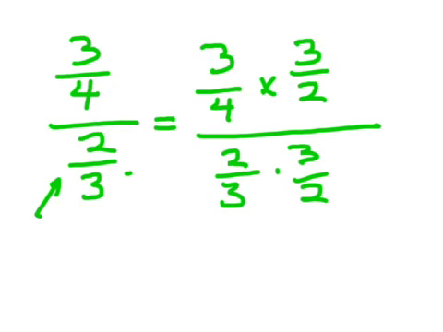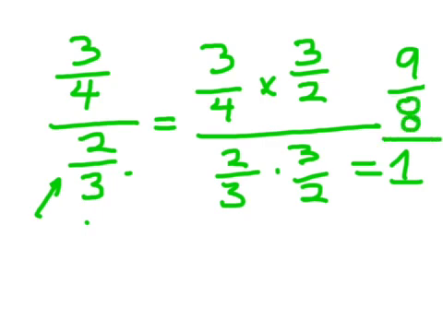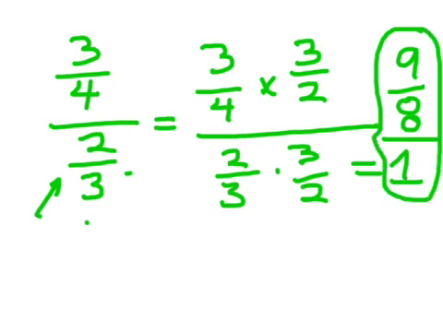But what you're really doing is multiplying top and bottom of the fraction by the inverse of the denominator. This turns out to be 1, and this turns out to be 9/8. So that's the answer that you get. But people usually leave off the 1, and they just write the answer as 9/8.